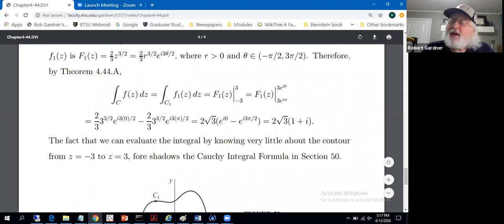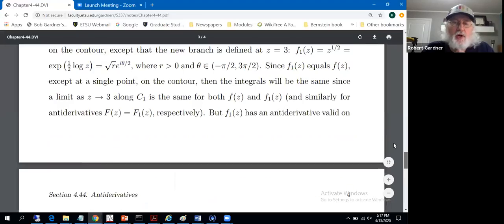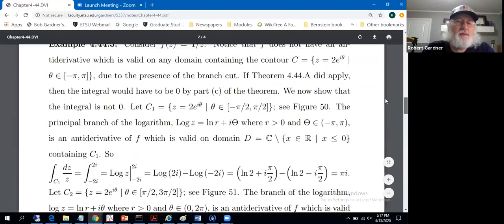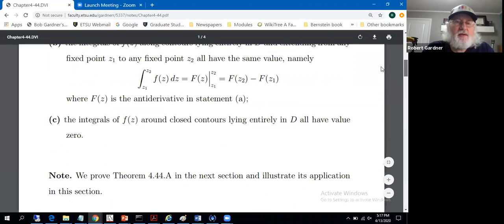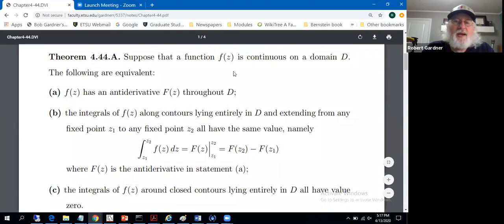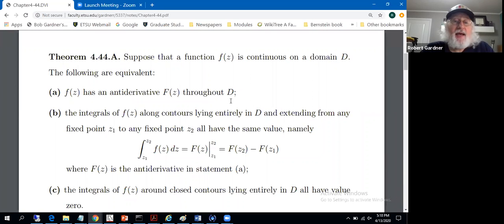So there's the use of antiderivatives to evaluate integrals. Check your hypotheses. The theorem says we need an antiderivative. That antiderivative needs to be good throughout domain D on which the integrand is continuous, and we need those contours to lie entirely inside this domain D. You got that going on, integrals are easy.